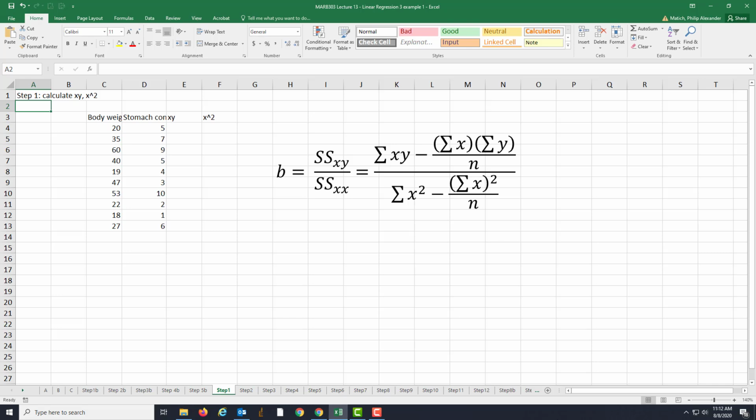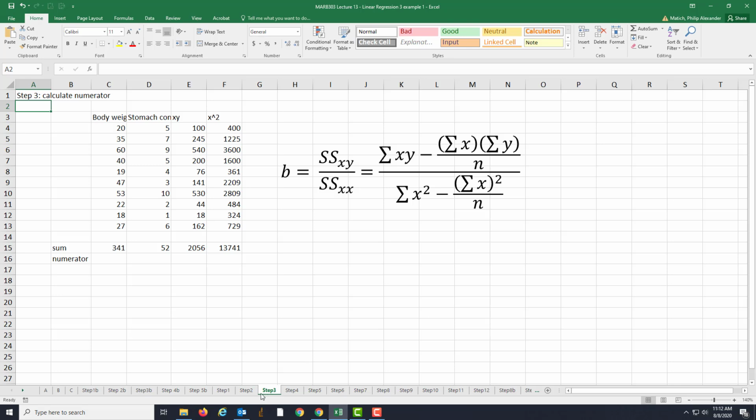So we need to calculate not only our summations, but we need to calculate our x squareds and our x times y's. And so we can go through and do that. And then we need to take the summations respectively. So the summation of xy, summation of x, summation of y, summation of x squared. And then following orders of operations, we need the summation of x and then squaring it. So we can take the summations of each one of our respective columns, and then we can calculate out the numerator and the denominator. Again, noting that small n is the number of data pairs.